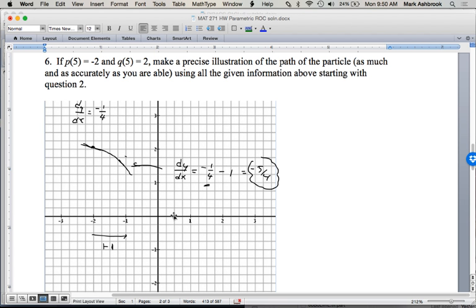And now, dy dx and the second derivative don't give us the direction. They just give us the orientation of the path. But looking back at dx dt and dy dt, we know it's to the right and down. Okay. Any questions? Yes, please.